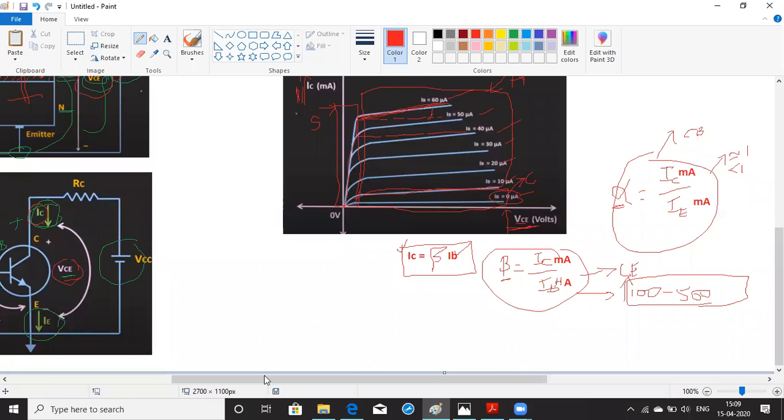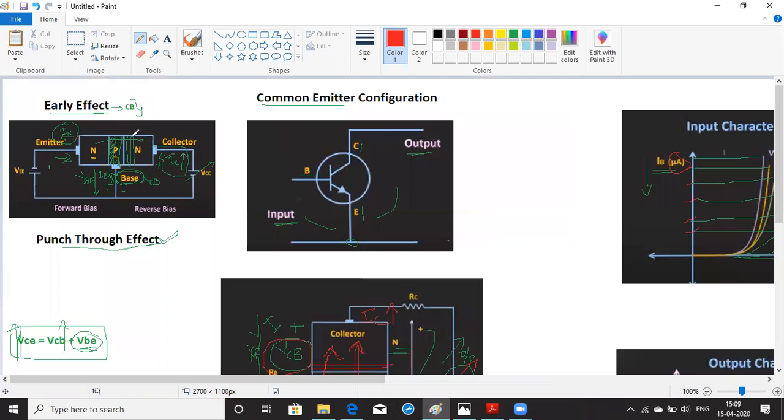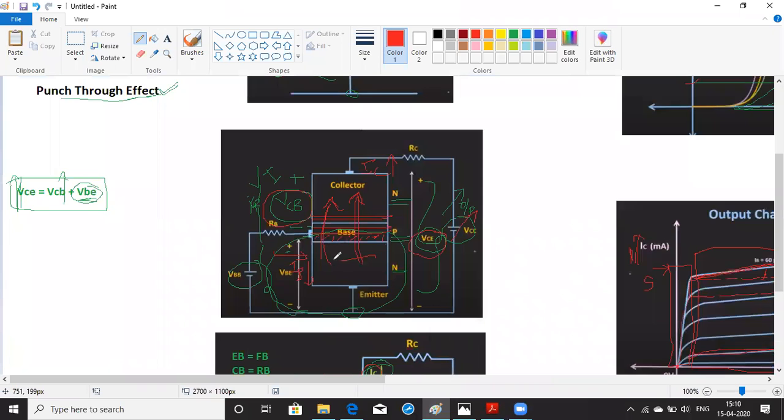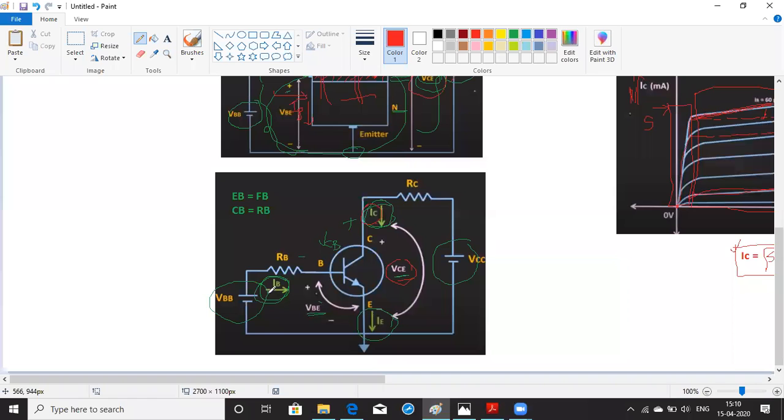So now I will revise again. We have discussed the Early effect and punch through effect regarding the common base configuration, and we have discussed the common emitter input and output characteristics. This is an NPN transistor, where the base-emitter junction is forward biased and the collector-base junction is reverse biased. VCE is the summation of VCB and VBE voltage. Okay, the base current, emitter current and the collector current.